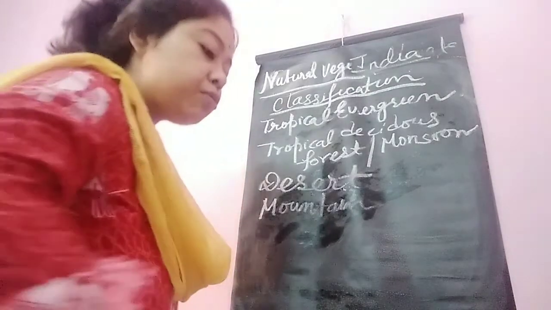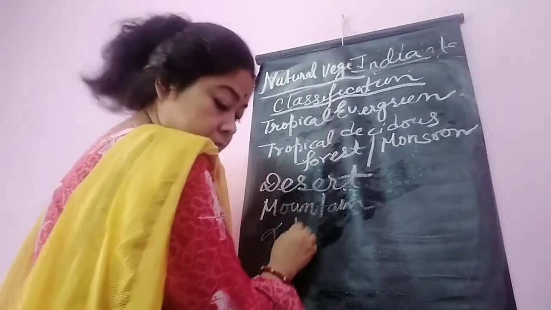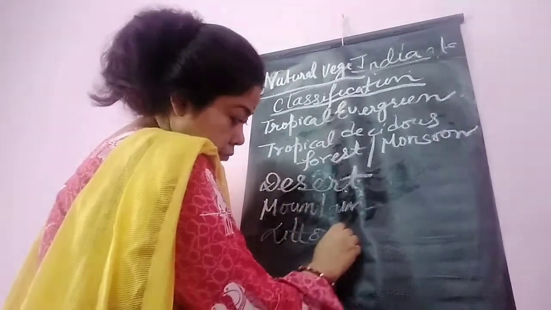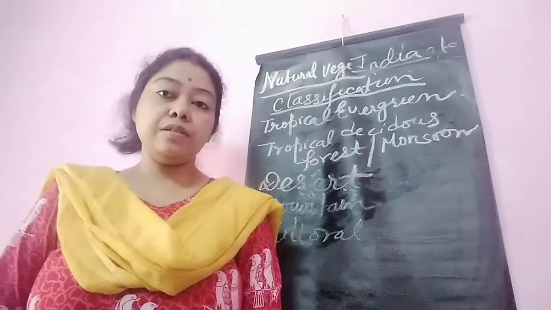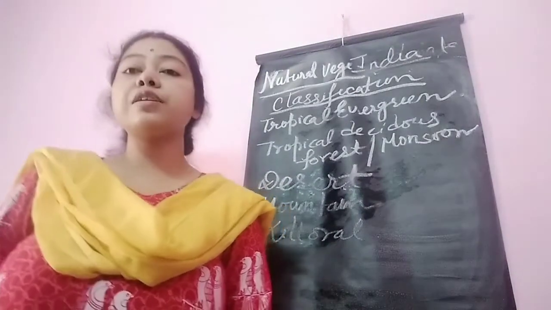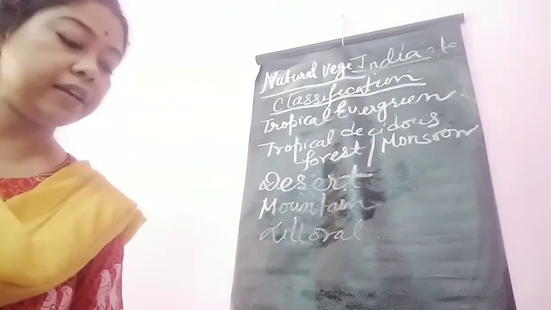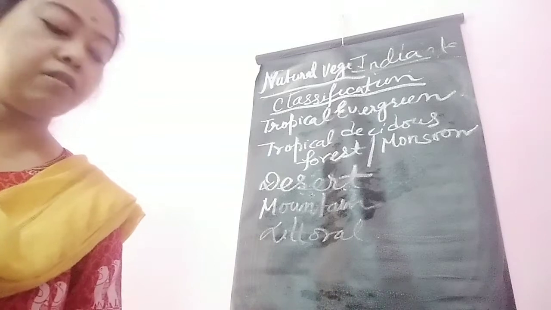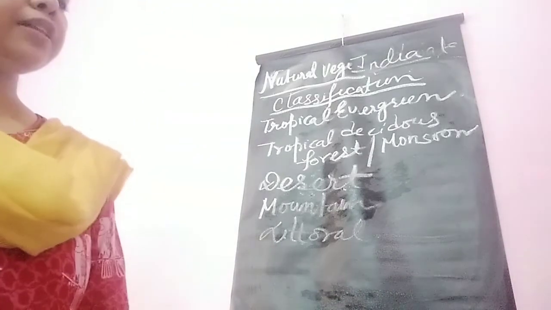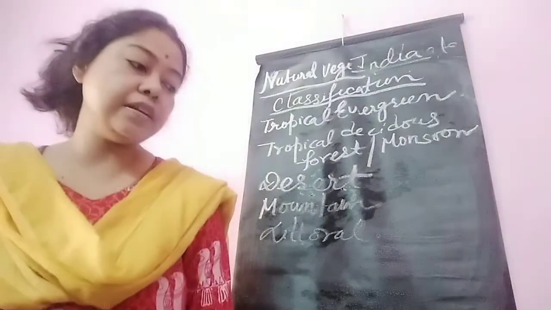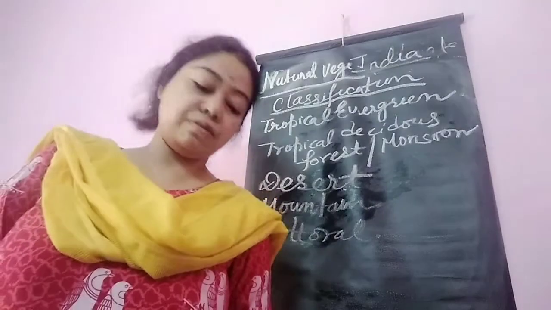Next is the littoral forest. What are littoral forests? The forests that grow in the coastal area or in the deltaic region of India are called littoral forests. This forest is mainly found in the delta regions of the Ganga, Brahmaputra, Krishna, Kaveri, etc.